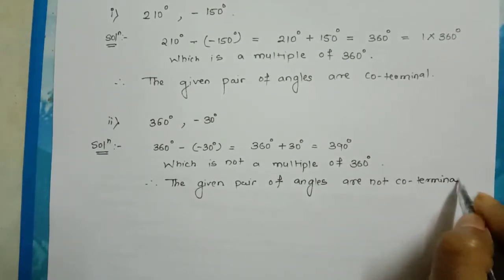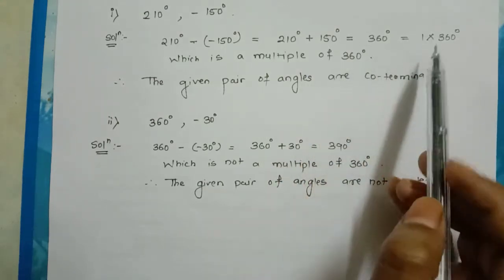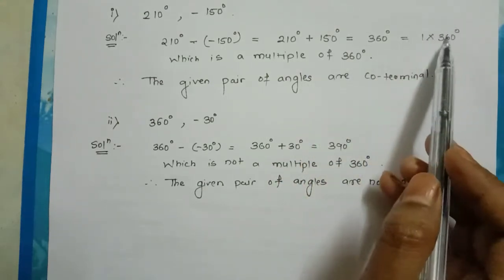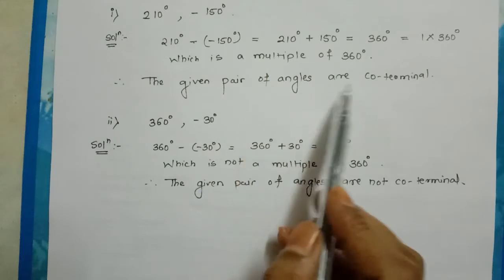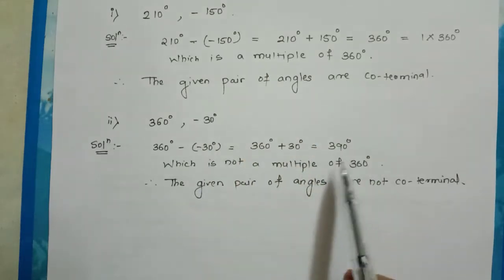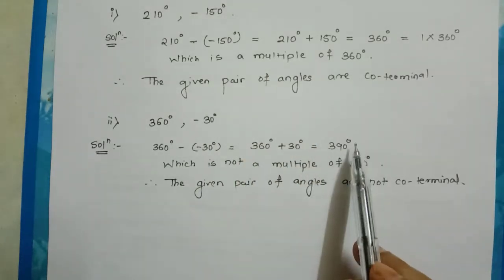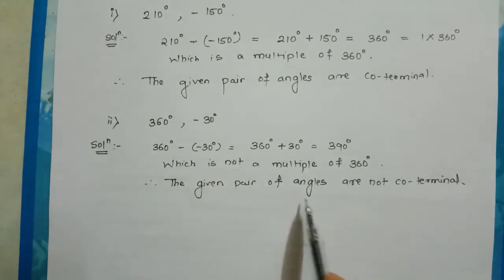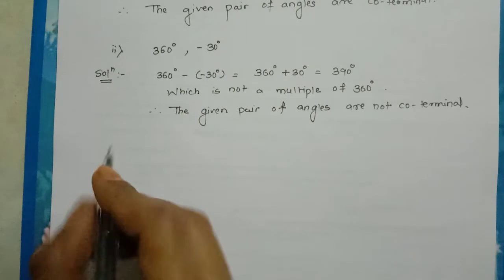Is it clear? If we get the difference as a multiple of 360, then we can say that the given pair of angles are coterminal. If that difference is not a multiple of 360, then we can say that the given pair of angles are not coterminal. Okay, now let's move to the third sum.